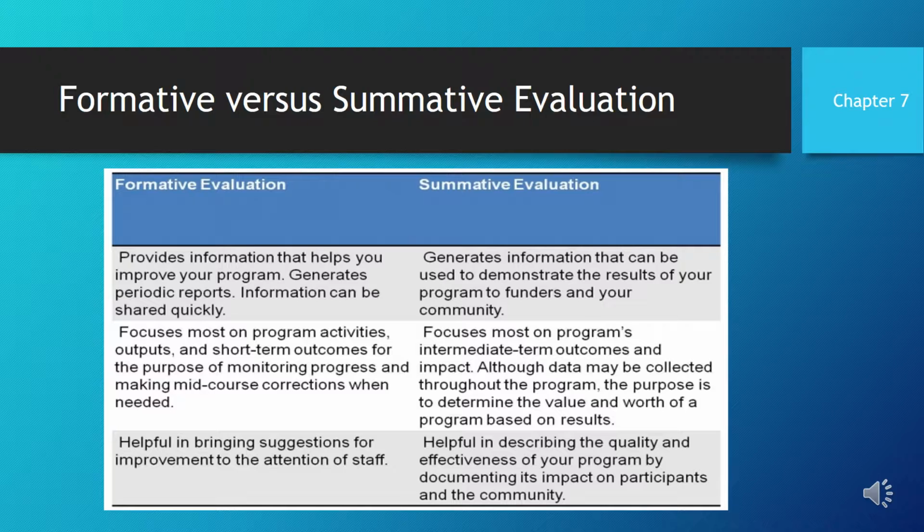Summative evaluation generates information that can be used to determine or to demonstrate the results of your program to stakeholders. It focuses on programs' intermediate term outcomes and impact and can be used to determine the value and worth of a program based on results. Summative evaluation is also helpful in describing the quality and effectiveness of your program.